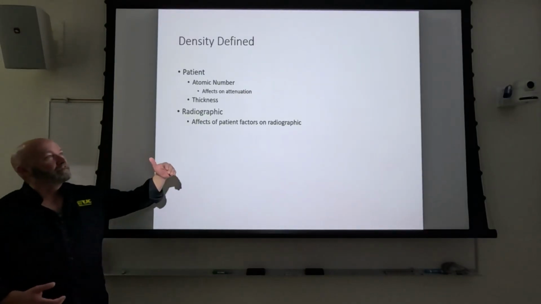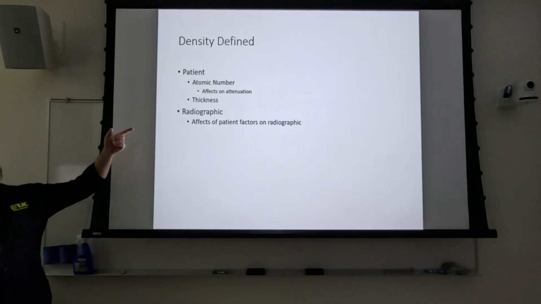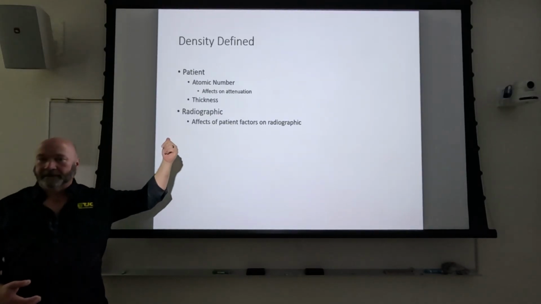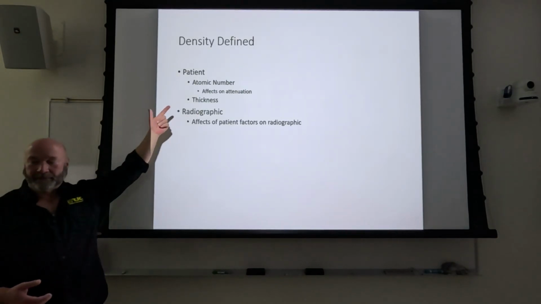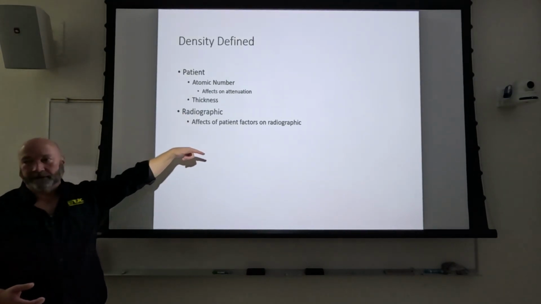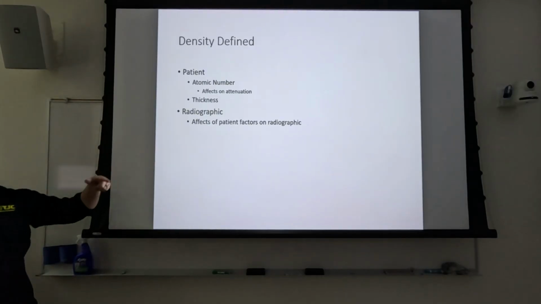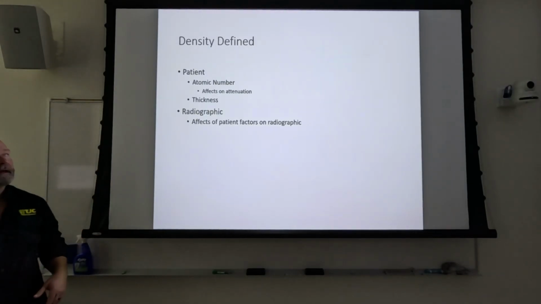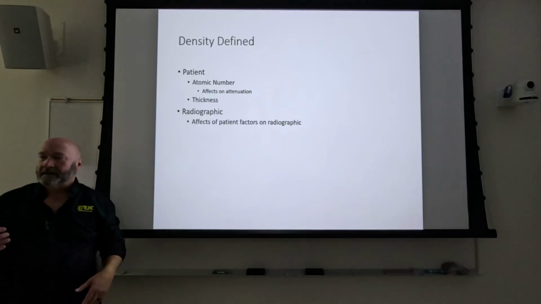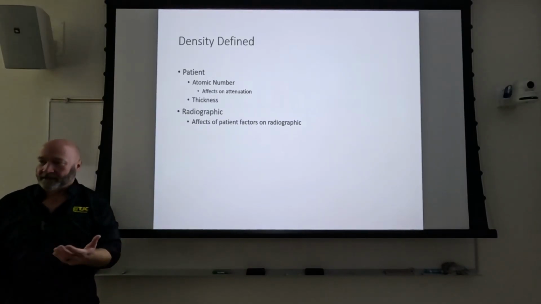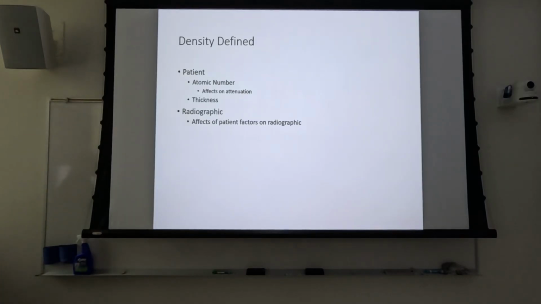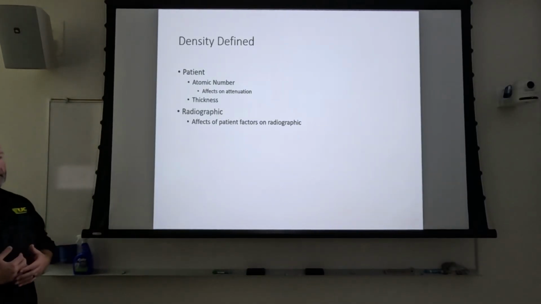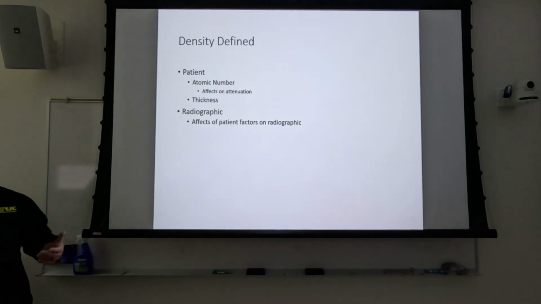So where we have an increase in atomic number, or effective atomic number, we have an increase in patient density, and we're going to have a decrease in radiographic density. So radiographic density is how light the image is. Patient density is how much the X-ray beam is going to absorb, right? So the things that can affect patient density, and therefore overall density on the image receptor, is certainly the atomic number, but also the thickness of the patient.